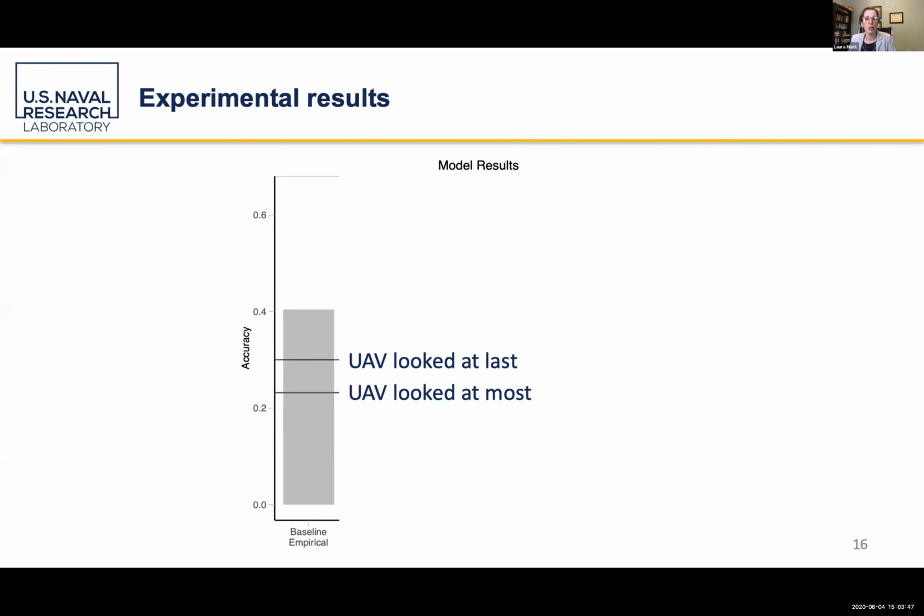The first was the UAV that was looked at last, just before doing target selection. That had about a 30% accuracy at predicting the ultimate target. And then the UAV that was looked at most was not as good. It got about a 23% accuracy. So it's better than nothing, but it's not that great, which is not surprising given how few data points there were for training this model.